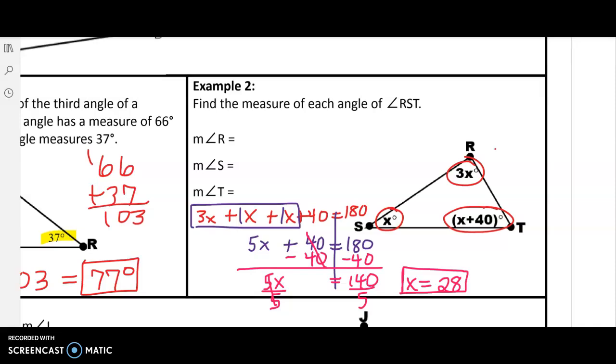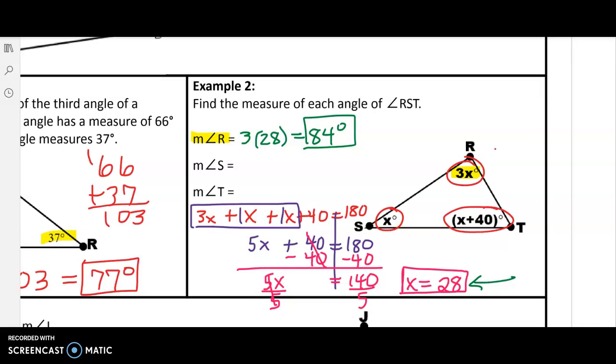Now, the thing about that is that is not an angle. X is just x. We have to plug it back in to find each of the angles. So we're going to start off by doing that with angle R. Please note that angle R is represented by 3x. So that really means 3 times x. And we know what x is. So 3 times 28. I just replaced the x with 28 because we have found out that x was 28, remember? So 28 times 3 is 84. So that angle is 84 degrees, angle R, the one that is highlighted.